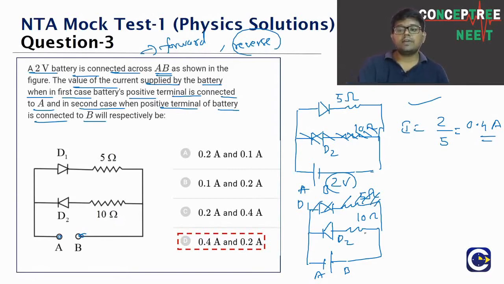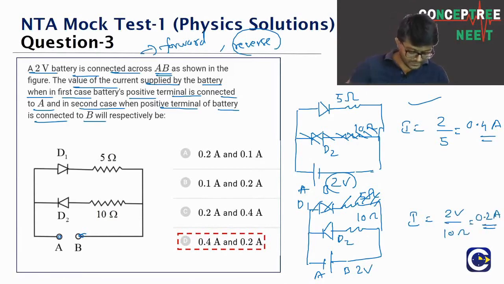So now this is what we are left with. The branch where we have the diode 2, that is the leftover. So the voltage is 2 volt. So current in this case will be equal to what? 2 volt by 10 ohms, which is equal to nearly 0.2 amperes.